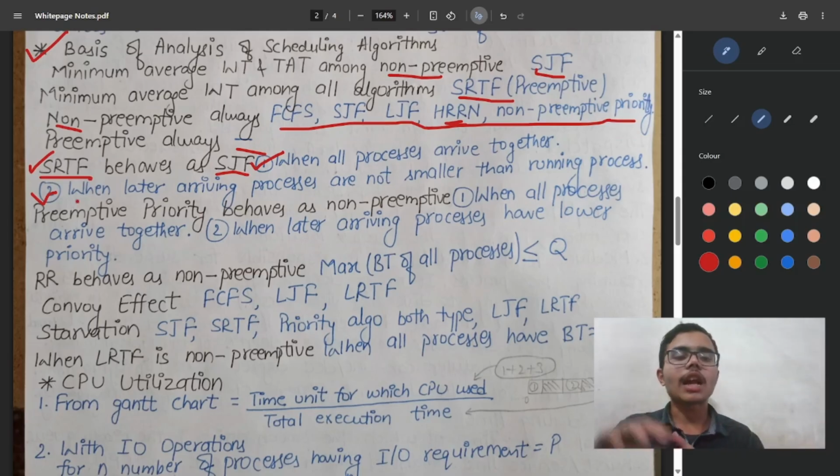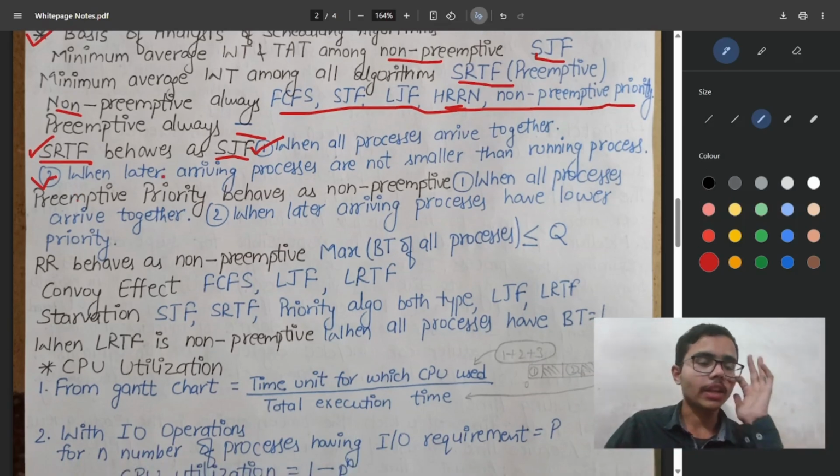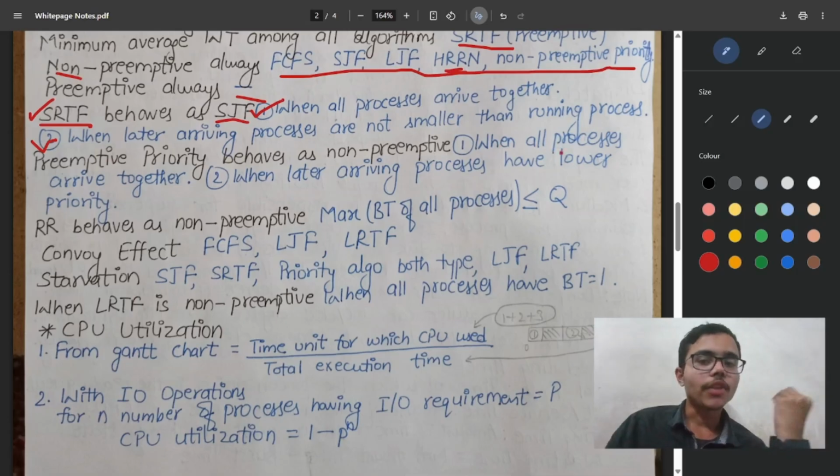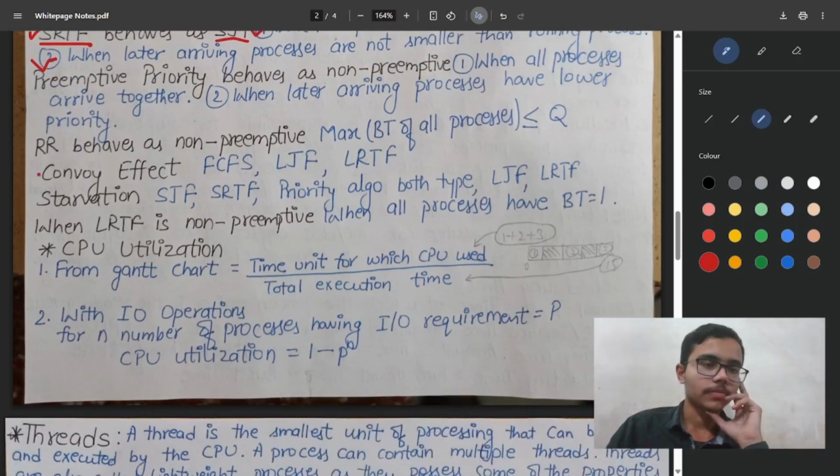Second is when later arriving processes are not smaller than the running process. This is the case where you have to think in your mind. Preemptive priority behaves as non-preemptive. This is the same when all processes arrive together or when later arriving processes have a lower priority. These are the same thing.